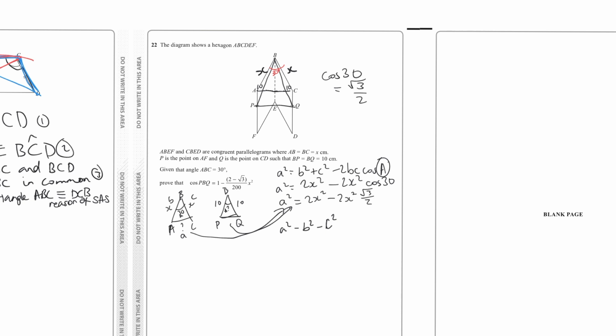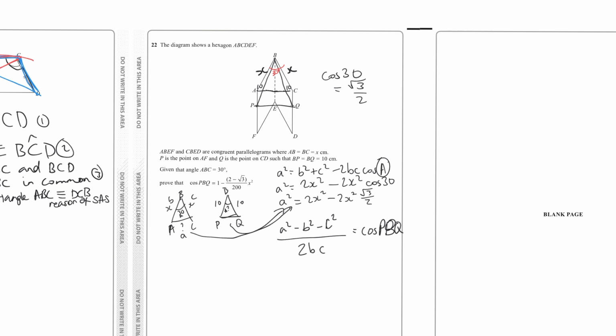over 2BC equals to cos A, aka our cos PBQ, because that's the angle that we're trying to work out. So we're getting there. So now we actually need to put this into place. So our A squared was the really long equation that we have.